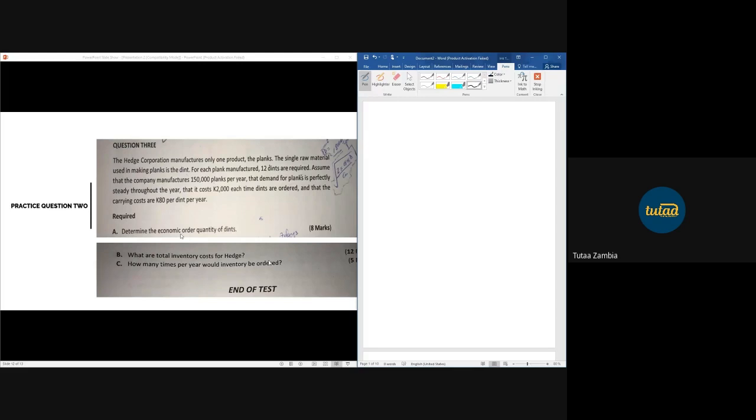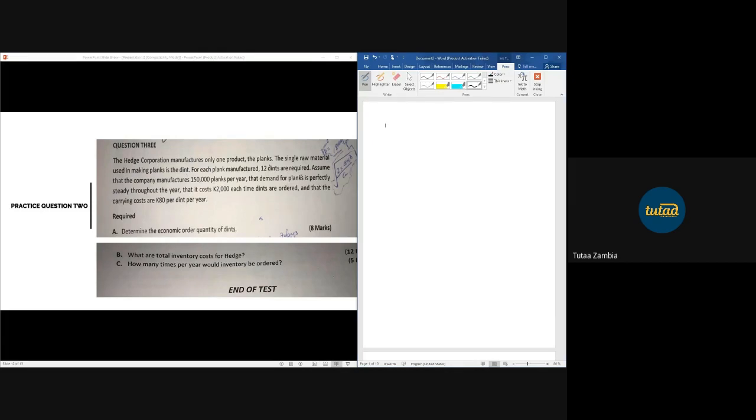A question like this might look basic and easy, but you really need to understand what is going on in order to break it down and answer it correctly. So let's start again from the beginning. The Hedge Corporation manufactures only one product, the planks. These planks use raw materials, and the single raw material is the dint. For each plank manufactured, 12 dints are required.